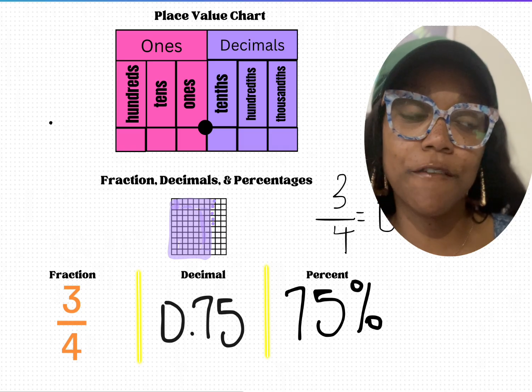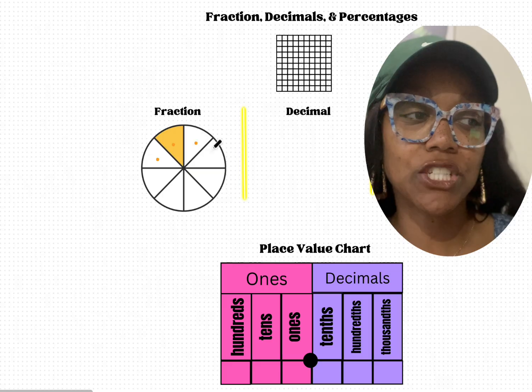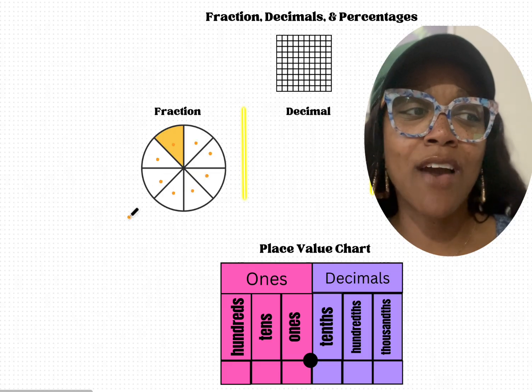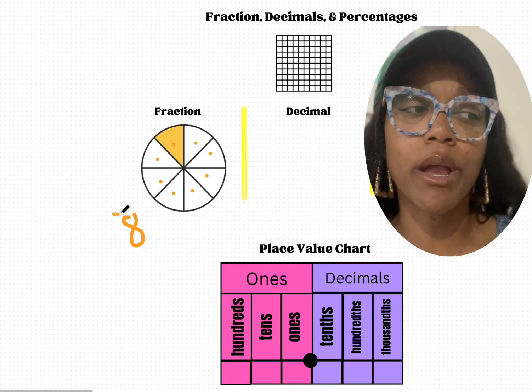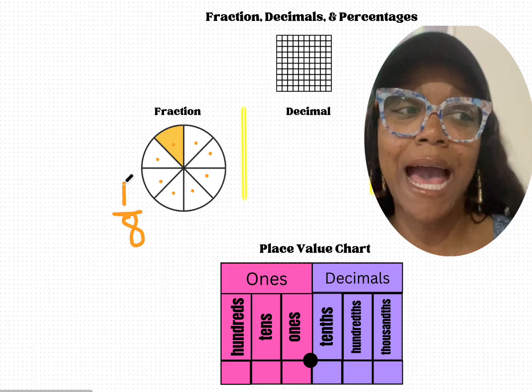Okay, so this one's a little different. They gave us a fraction model, and we have to find a fraction. So I see that I have 8 pieces, so that's my denominator. And then I have 1 colored in, which is going to be my numerator. So my numerator is 1. And now I want to take this fraction, turn it on its right side, and divide.